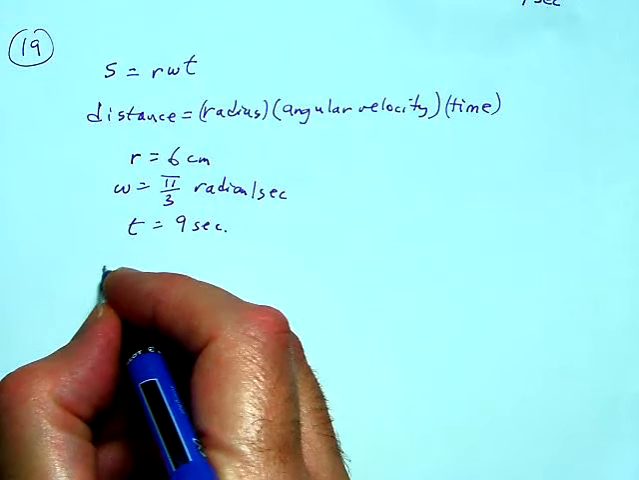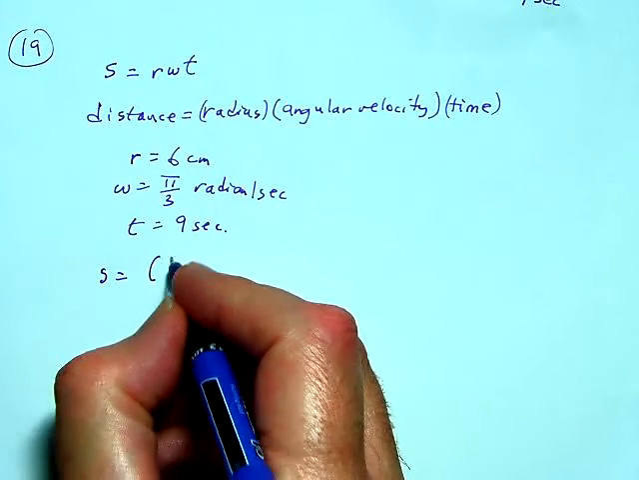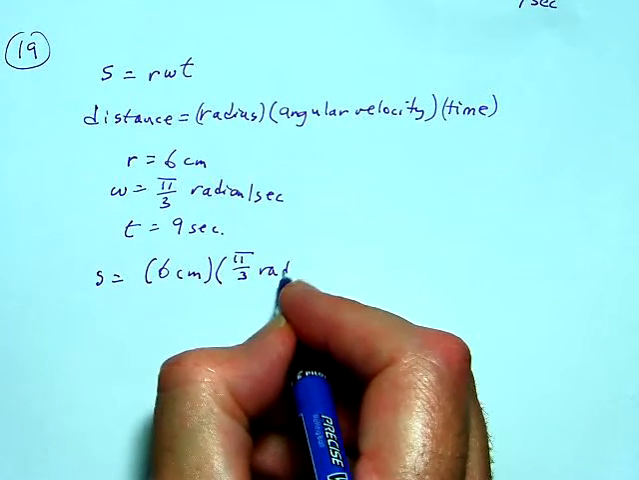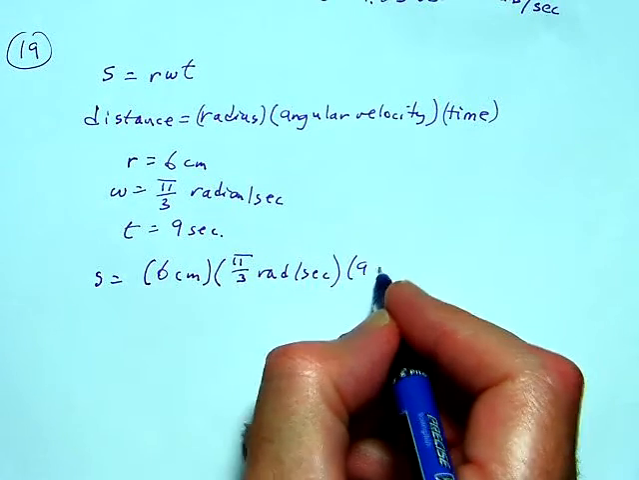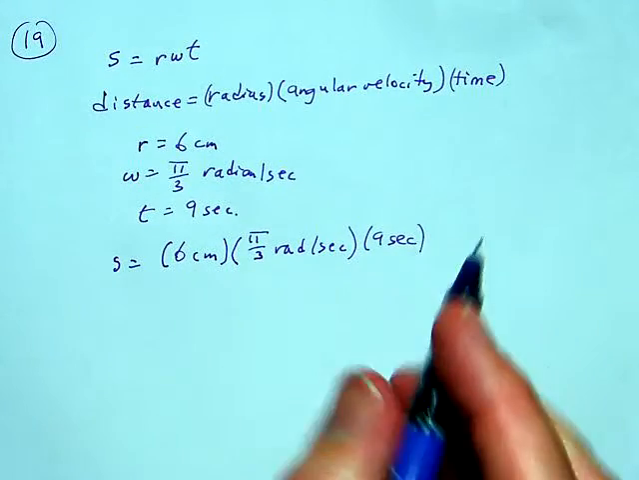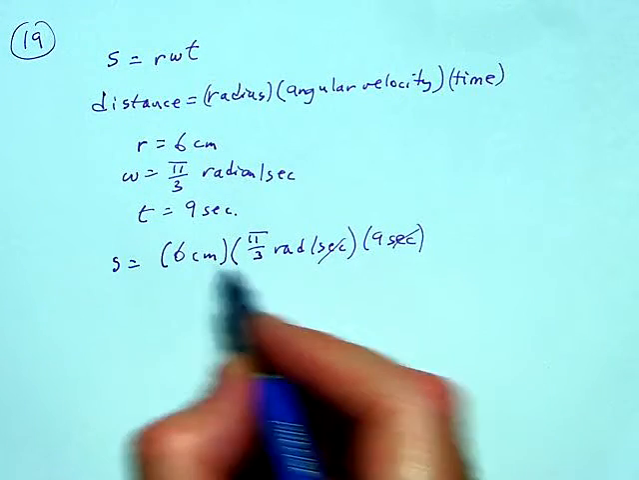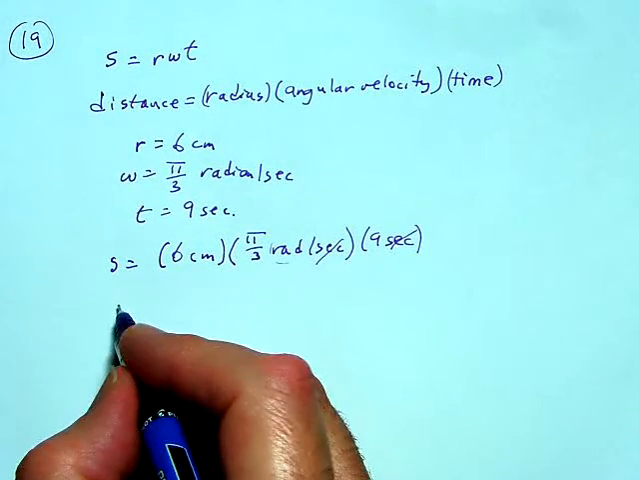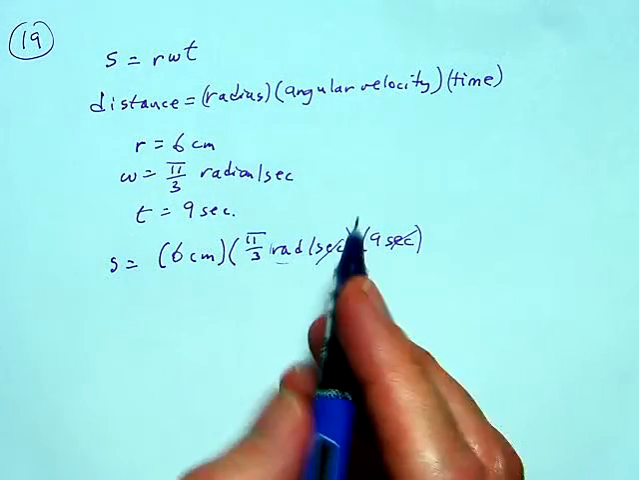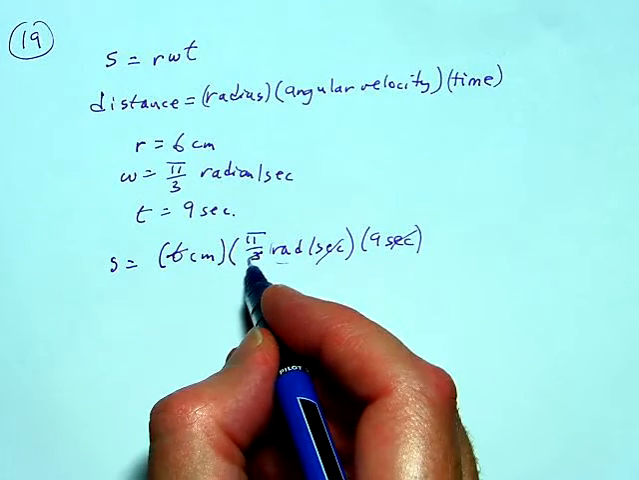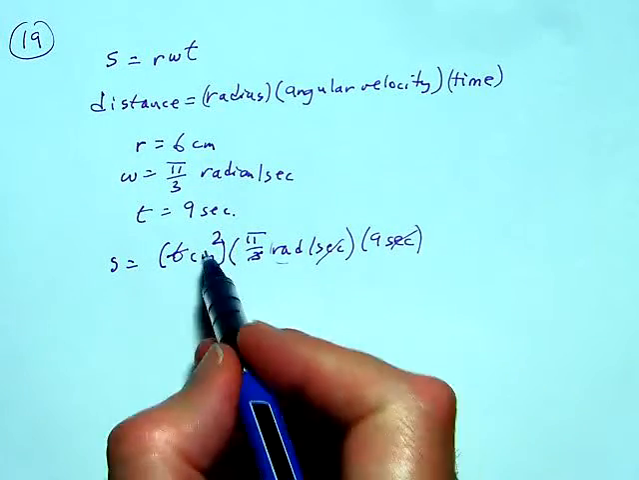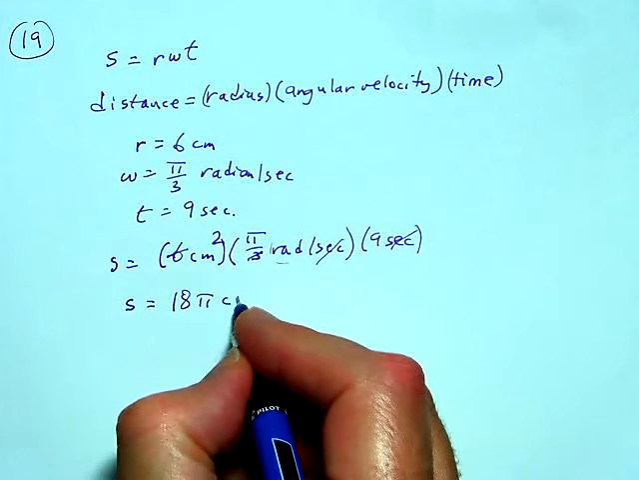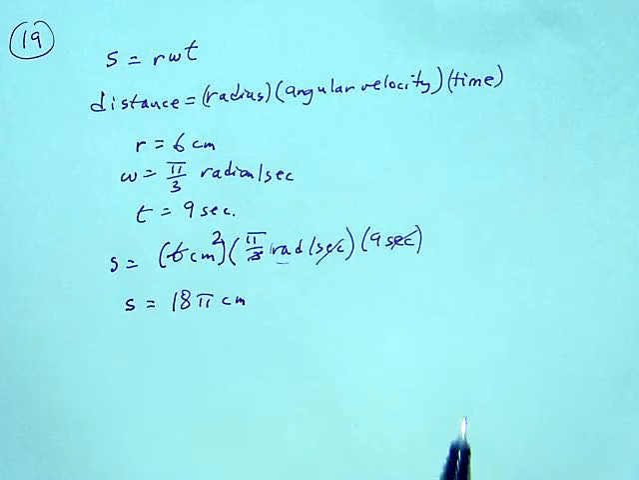So we've got S equals 6 centimeters times an angular velocity of pi over 3 radians per second times 9 seconds. Okay, and the seconds cancels out, and the radians is sort of a built-in unit, so we're left with basically centimeters as the distance. We've got 6 times pi over 3, we can cancel the 6 into this to give us a 2, and 9 times 2 pi is 18 pi. So the distance here is going to be 18 pi centimeters. And that is going to be the answer for number 19.